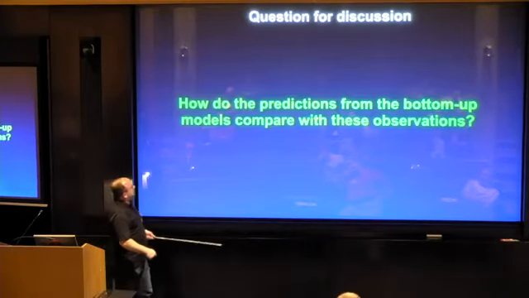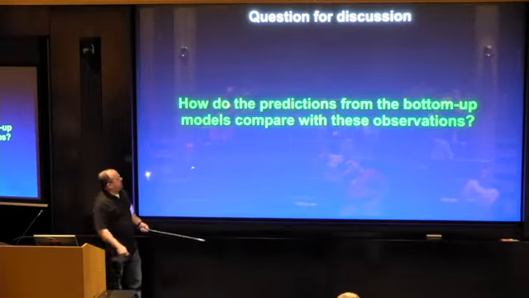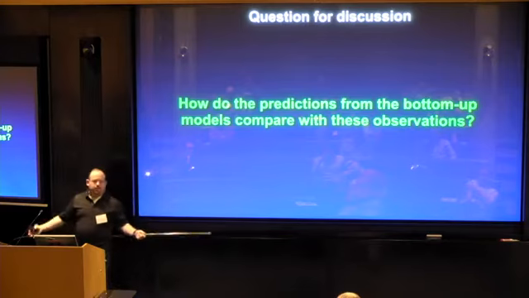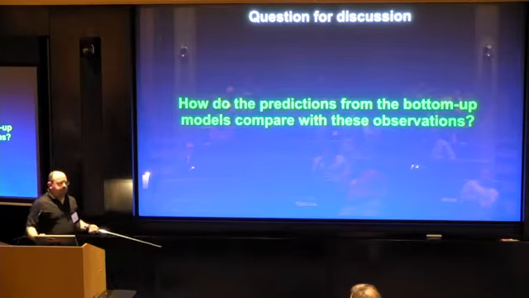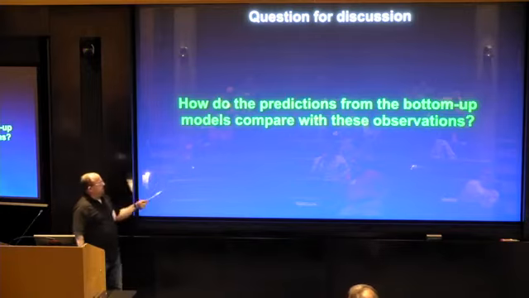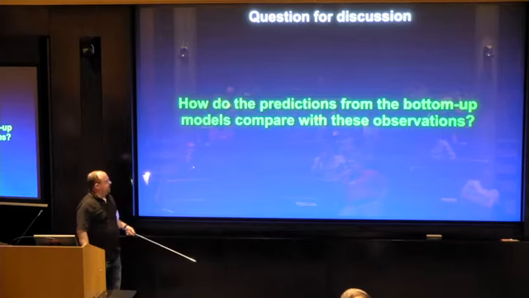Oh yeah. So I guess the question for discussion is, how do the predictions from the bottom-up models compare with these observations? I've talked so far about all this stuff from top-down collapse, but I would like to hear more, if not anything for just my own education, how the bottom-up models compare with these observations. Is there anything to learn from that?